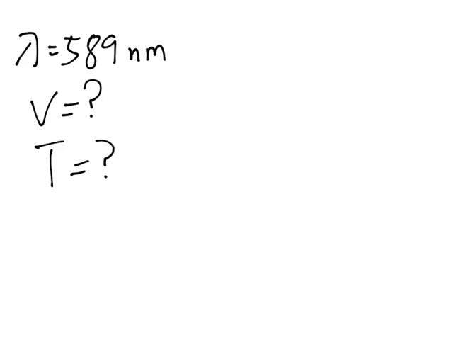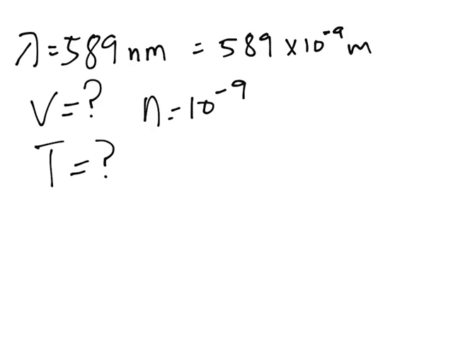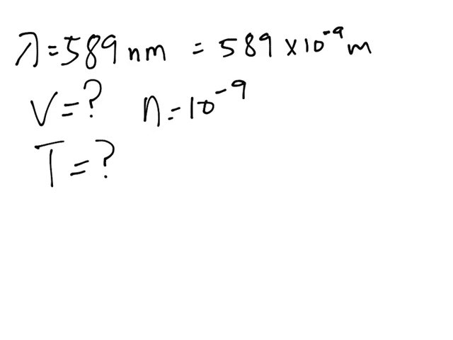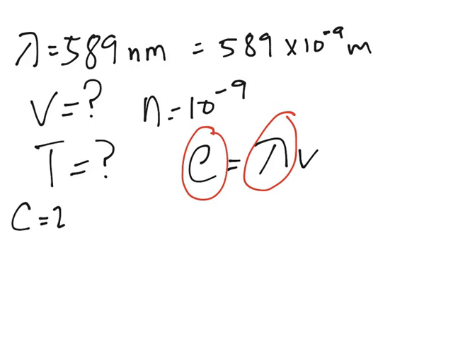As always, the first thing you want to check is your units. This is in nanometers. They usually like giving you wavelengths in nanometers because they tend to be very small. A nano means 10 to the -9, so this will be 589 times 10 to the -9 meters. So let's get our equation. The velocity of light is equal to the wavelength times the frequency, and the velocity of light is always a constant, 2.99 times 10 to the 8 meters per second.